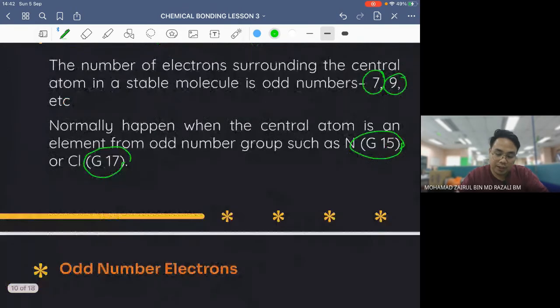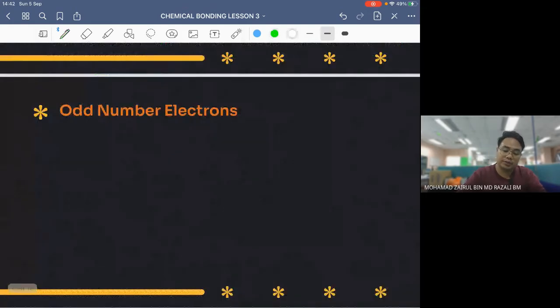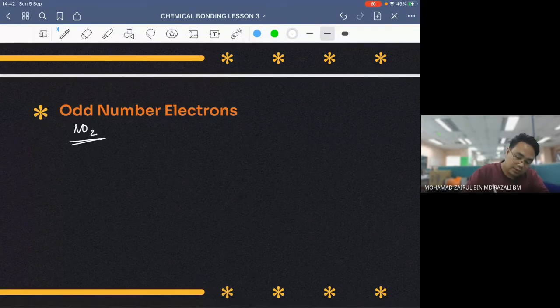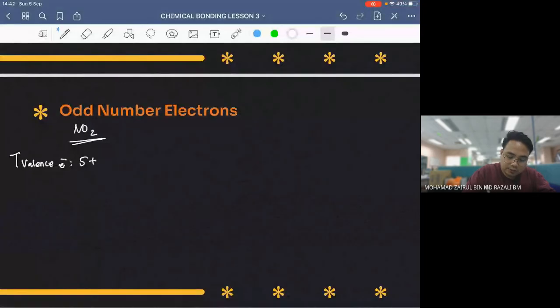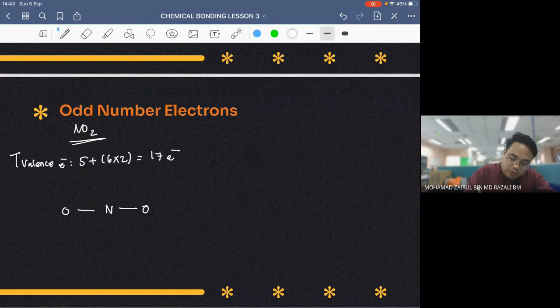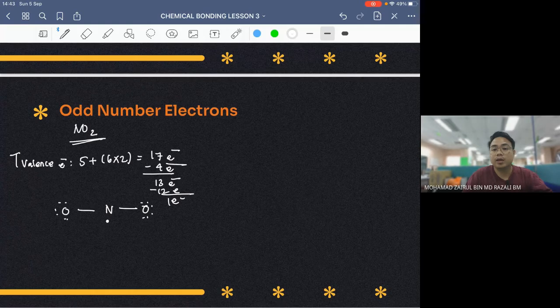Okay, so for example, a molecule with odd number electrons is NO2. So if you calculate the total valence electrons, nitrogen is 5, oxygen is 6 times 2. So awak akan dapat 17 electrons. So the nitrogen will become the central atom. So awak dah guna 4 electron, so awak kena baki lagi 13. So awak isikan terminal, awak dah guna 12, so ada baki lagi 1 elektron. So 1 elektron inilah yang awak akan letakkan dekat central atom.